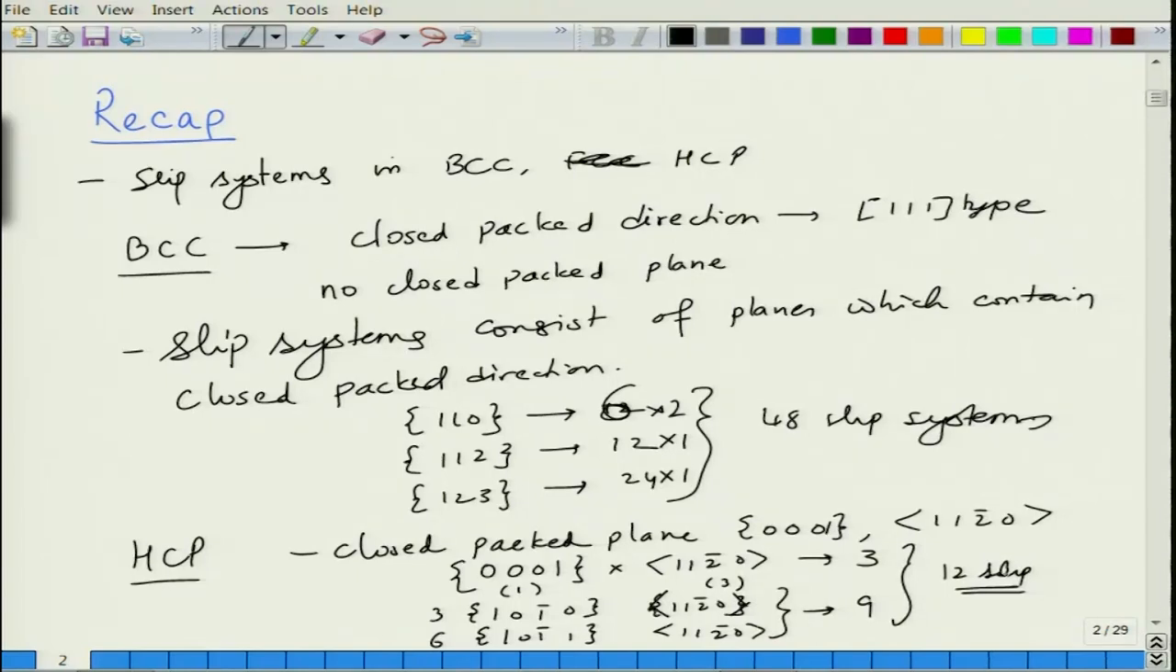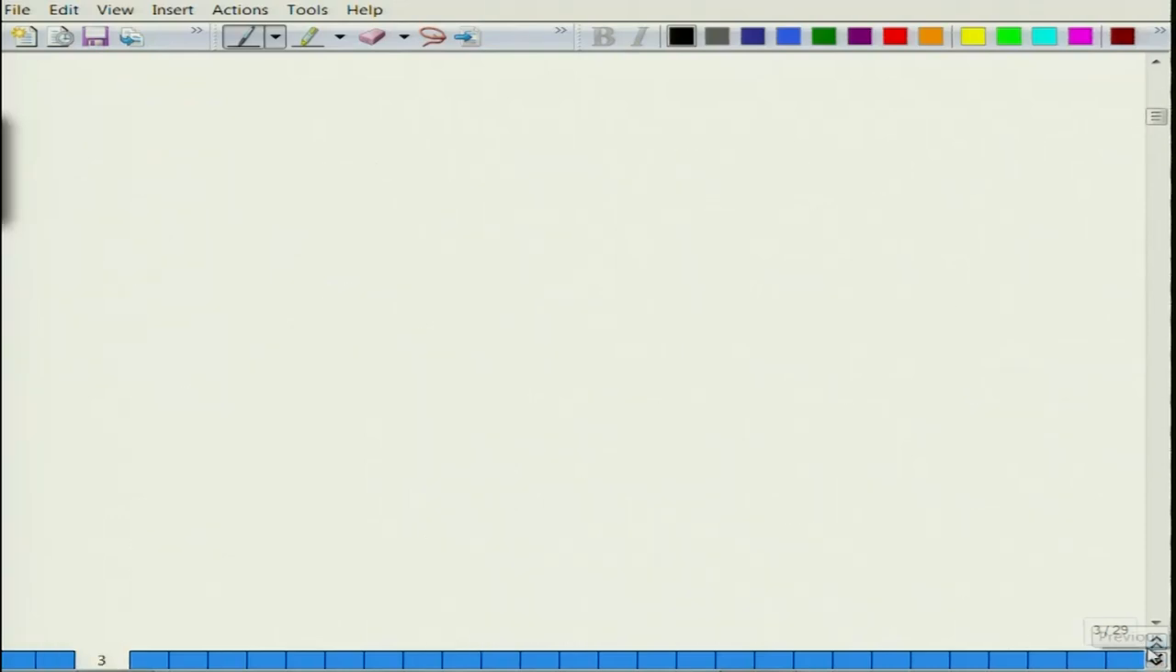However, out of these 3 classes of materials, the easiest one is FCC, because FCC contains a large number of close-packed planes. So, it has a very large number of active slip systems. So, it is easy to deform as compared to BCC and HCP. We will come to that a little later.